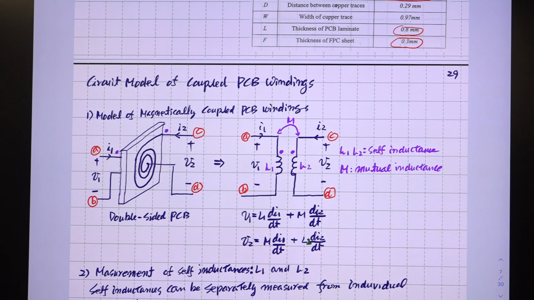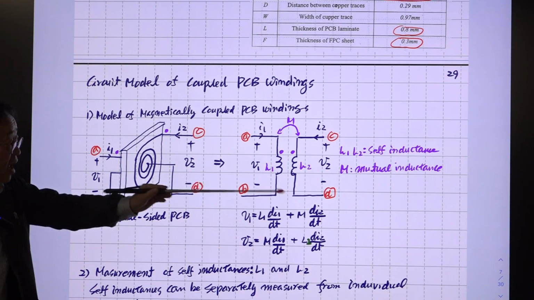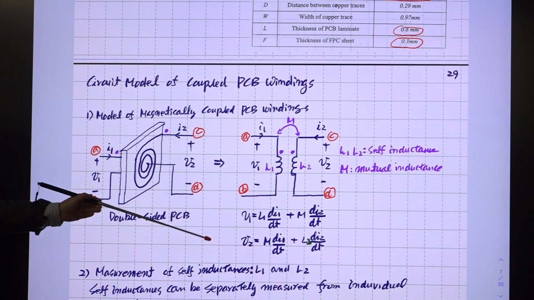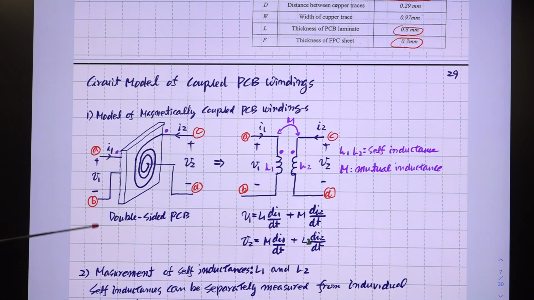So this is a very general model. Any two-port network can be modeled in this manner. Maybe these values will be different, okay? For a good transformer, this one will be very large, and this M is also large, okay? That makes a good transformer, right? But just forget about the transformer model now. This is purely mathematical business, okay? So first you need to measure L1, L2, and M.